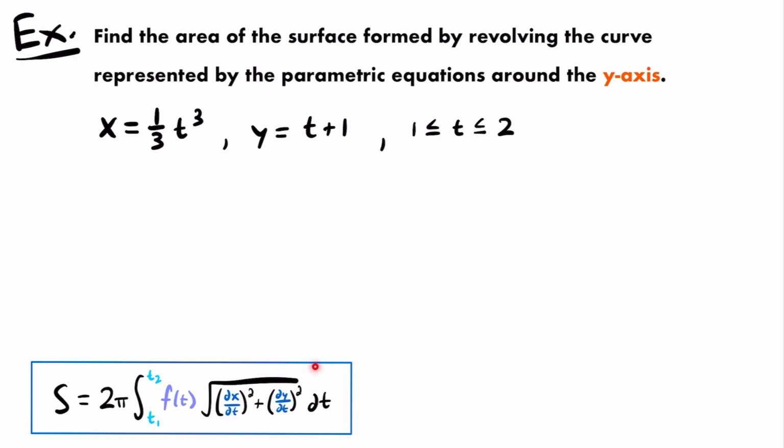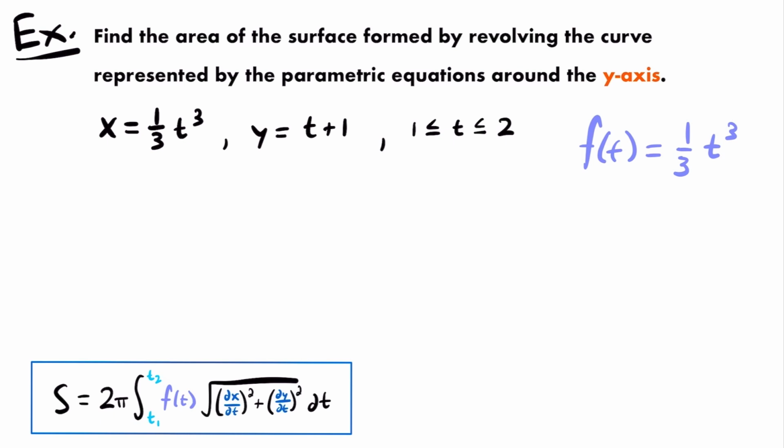So this is the exact same formula from before, except instead of g of t inside our integral, we have f of t. So instead of using what y is equal to in terms of t, we're going to be replacing that with what x is equal to, because f of t corresponds to the function in terms of t that represents x from your parametric equations. So in this case, f of t is equal to 1/3 times t cubed. Okay? So keep that in mind. We're going to use that when we set up this integral.